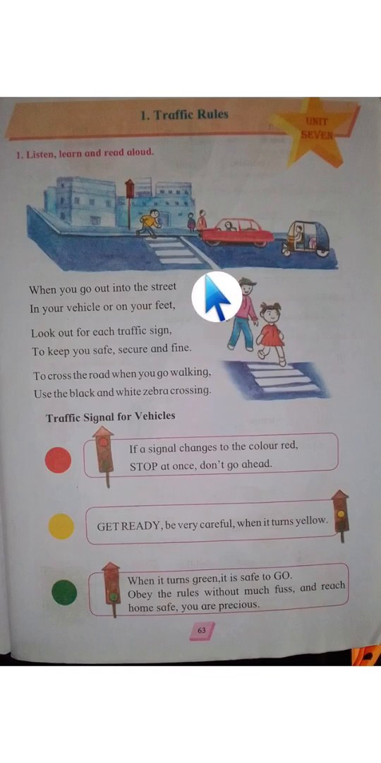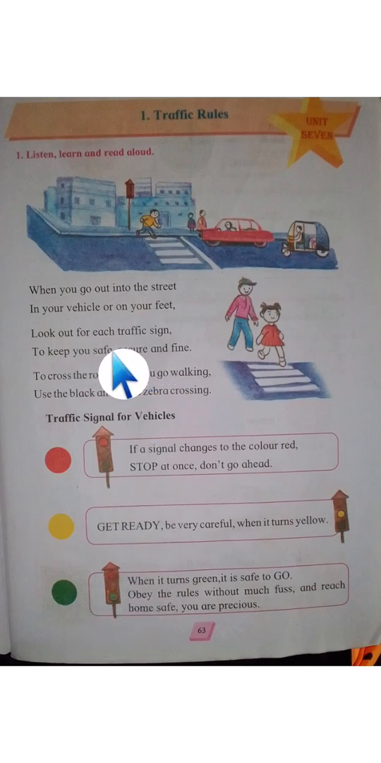So what we have to do is look out for each traffic sign. What are the traffic signs here? Red, yellow and green. While we are in a vehicle, we have to look for the traffic sign. If the traffic signal turns red, we have to stop our car or our vehicle and let the people cross the street, and then we start our vehicle when the traffic light turns green.